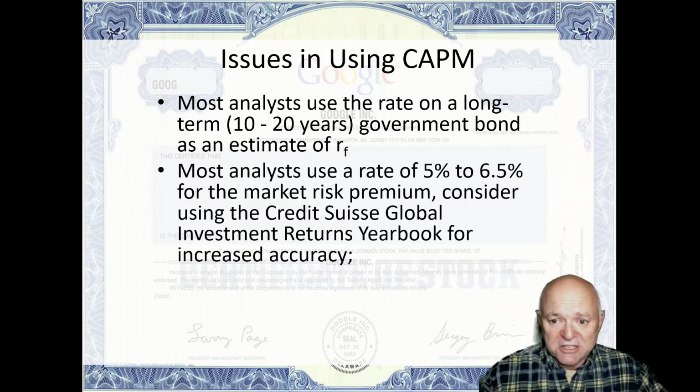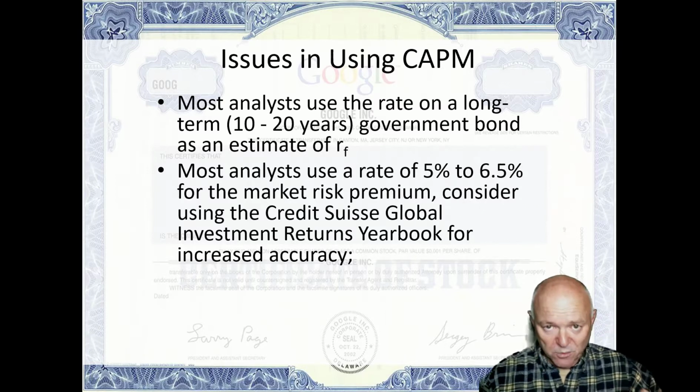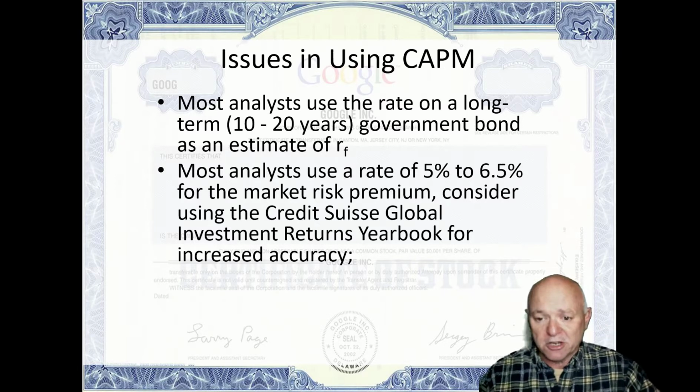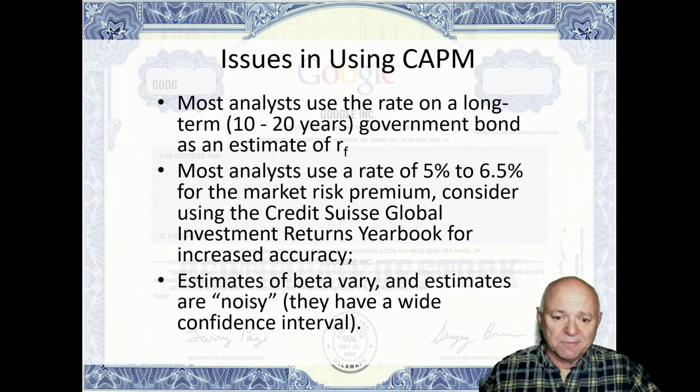Again, our textbook says to use a 5 to 6.5% market premium. I would suggest that you consider using the Credit Suisse Global Investment Return Yearbook we talked about in earlier videos, and I will talk about in a couple of minutes, to get a more accurate measure of the market premium.